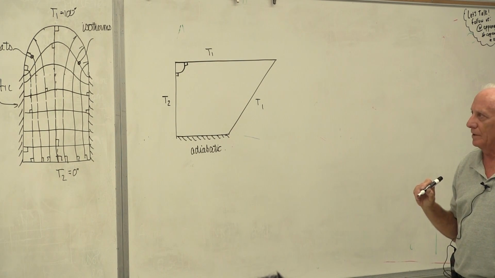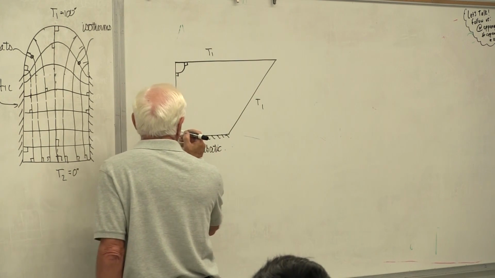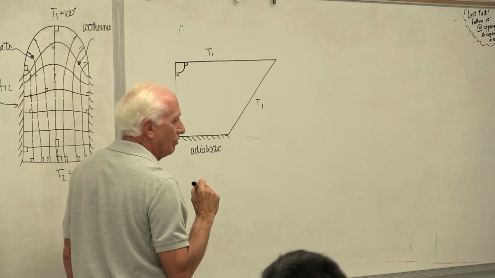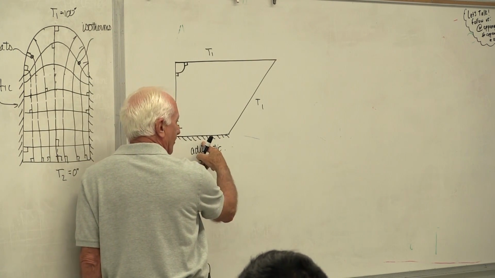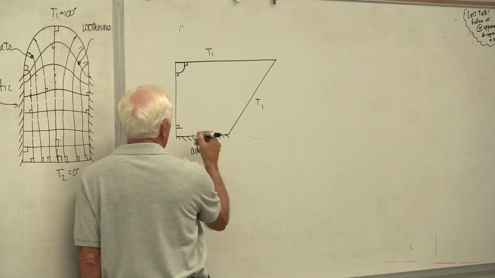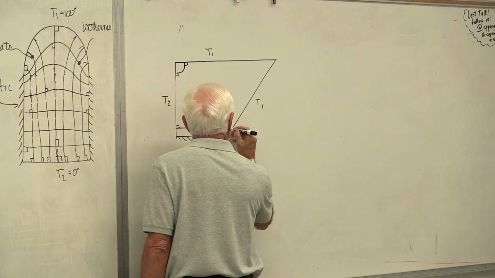Let's take another one down here at the bottom. T2 is hot, T1 is cold. Heat's going to come out of here. It comes out at a right angle. It wants to go to the cold surface. It goes along the bottom. It can't turn right because it can't get out here. Adiabatic surface, it can't get out. So it goes over here, and it goes out like that. Okay.